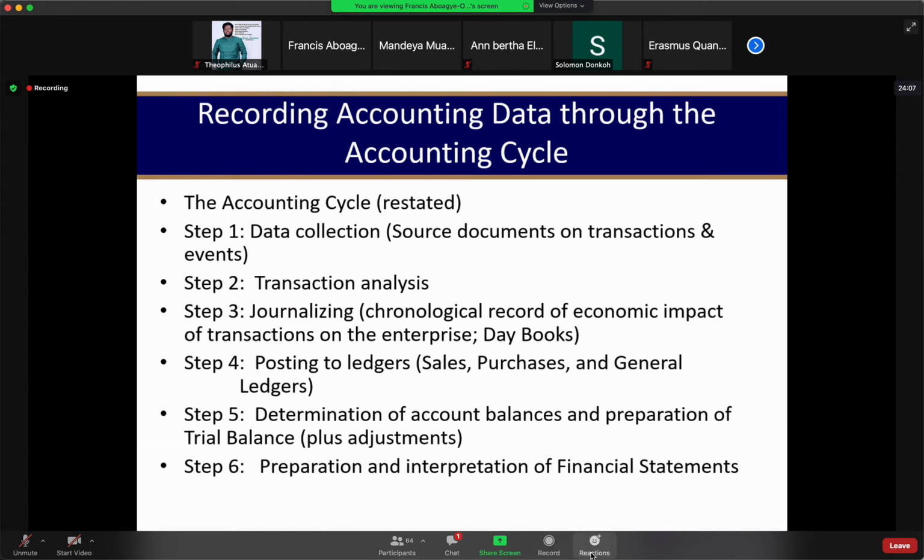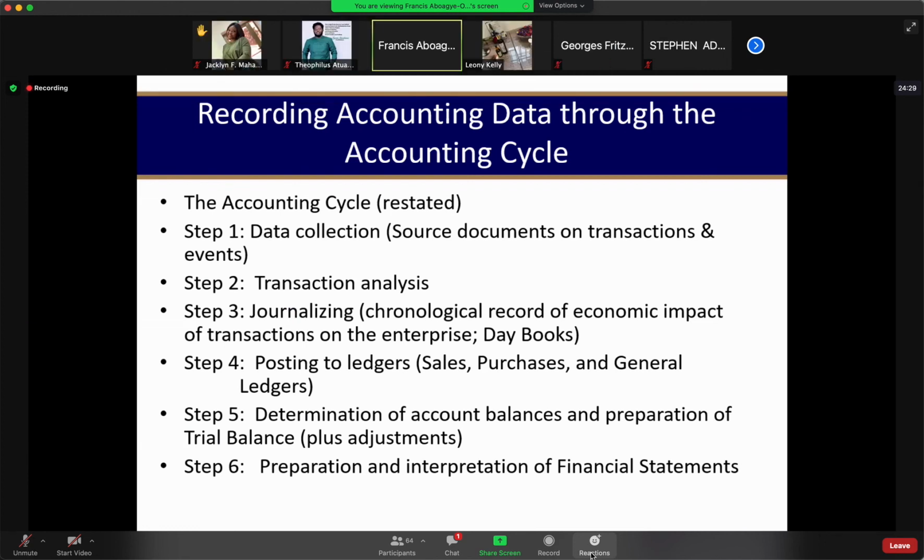So, anytime an asset is increasing, we debit the asset account. Anytime an asset is decreasing, we credit the asset account. What about for capital or equity? When capital or equity is increasing, what do you do? Credit the capital account. When capital is increasing, credit.